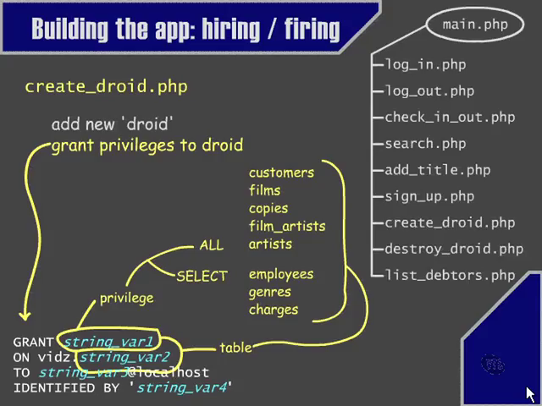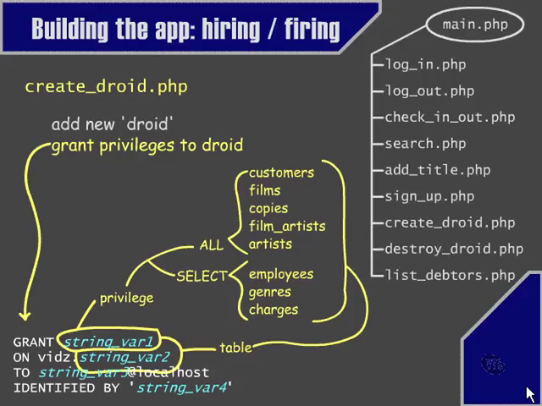We only need select privileges for the droids on employees, genres and charges. We don't want them to be able to select how much the videos cost to hire. We don't want them to be able to change the structure of the genres table, and we don't want the employees to have any kind of access to their own data apart from the select access, which allows them to log on in the first place.